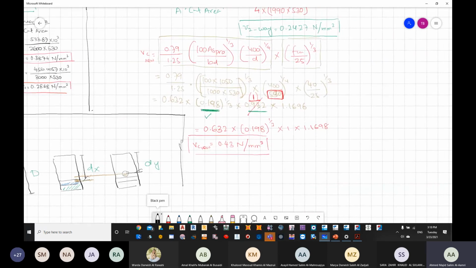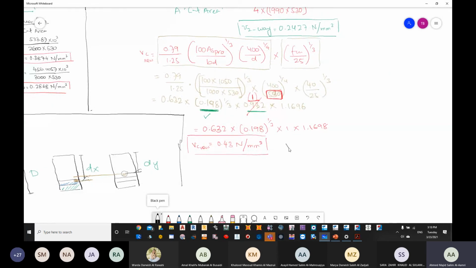Now your VC nu, is it more than the V for two-way? V for two-way is 0.2427. Which one is more, the concrete or the loading? VC refers to the concrete. One-way and two-way refers to the loading. That's why you have taken loading into account.